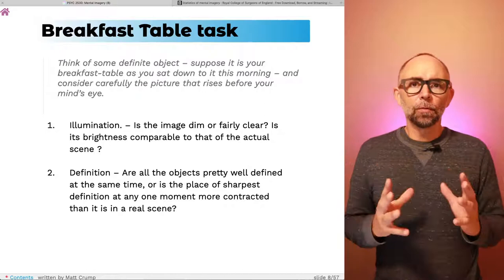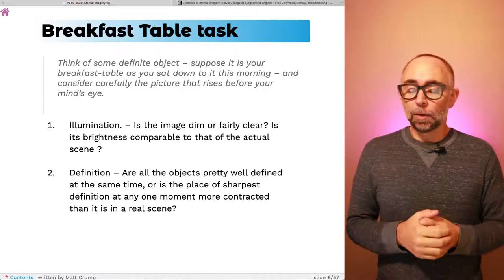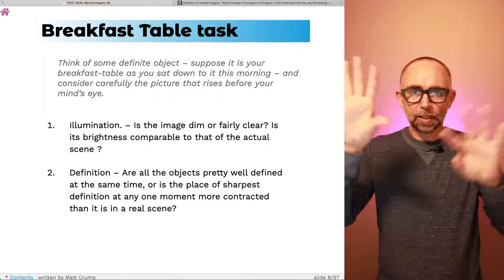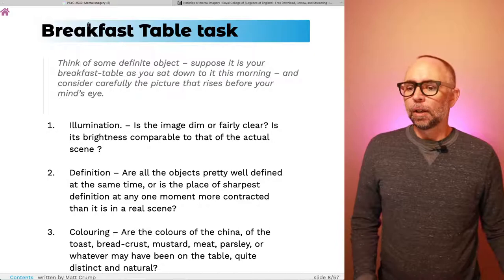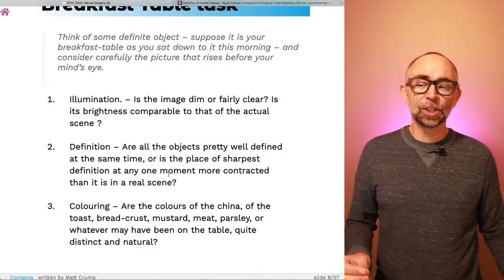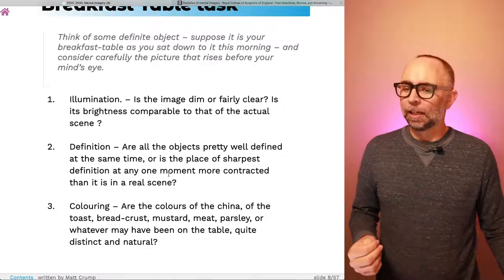What about the overall definition? Were the objects well-defined? Were they fuzzy? Did it look like the way the things are laid out in the normal scene, or were some parts of it squished or contracted? What about the colors? So he's got some funny examples from the 1880s. Are the colors of the china, of the toast and the bread crust, mustard, meat, and parsley? Mustard, meat, and parsley are, I guess, common breakfast items in the 1880s. Or whatever may be on the table.